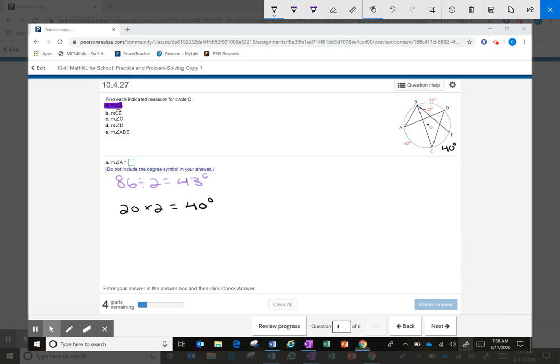Okay, so here they gave you the arc. We had to divide by 2 to go in and get the angle. Here they gave you the angle. We had to multiply by 2 to get the arc.